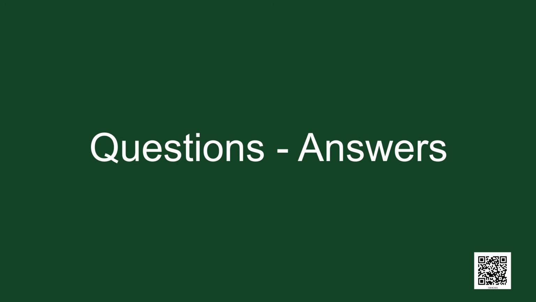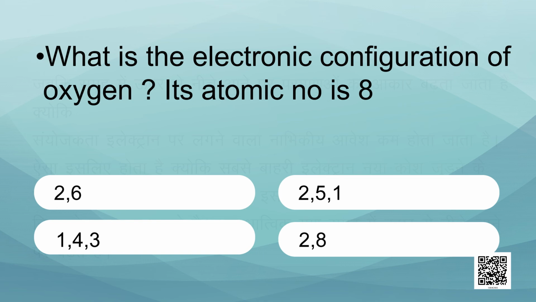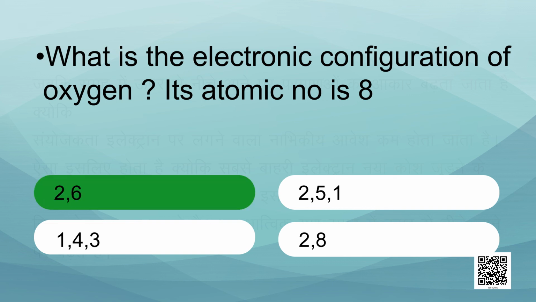First question, what is the electronic configuration of oxygen? Its atomic number is 8 and your options are 2, 6; 2, 5, 1; 4, 3; and 2, 8. Yes, the correct answer is 2, 6 because the atomic number is 8. Therefore, 2 electrons in K shell and the rest 6 electrons in L shell.